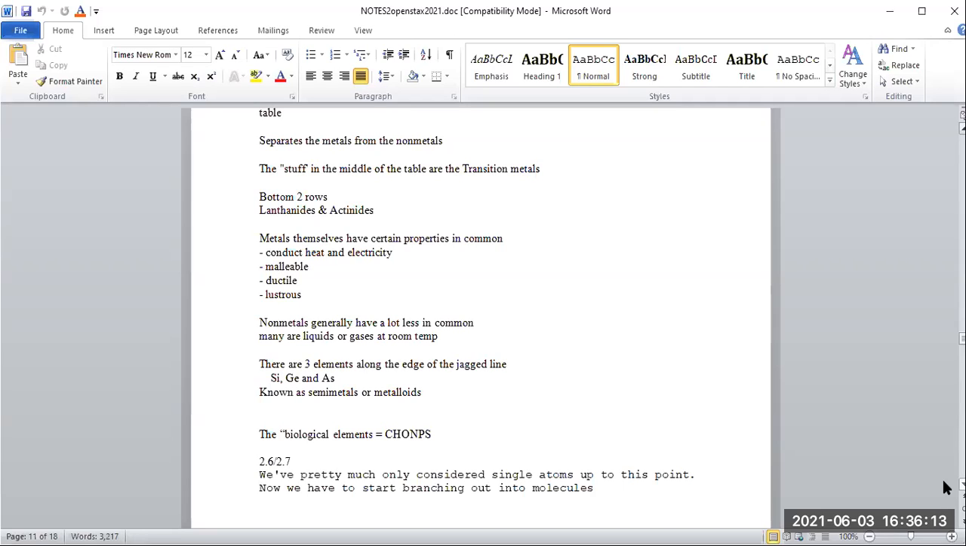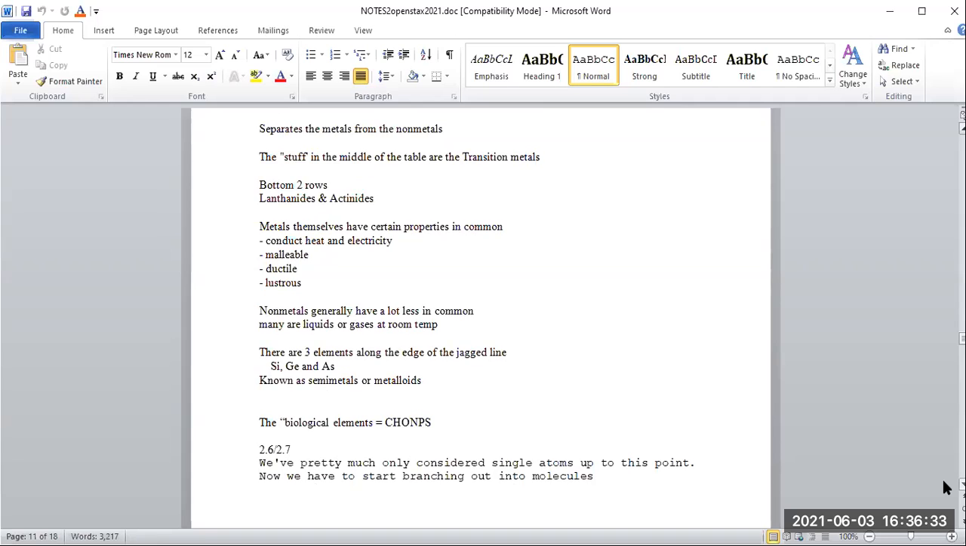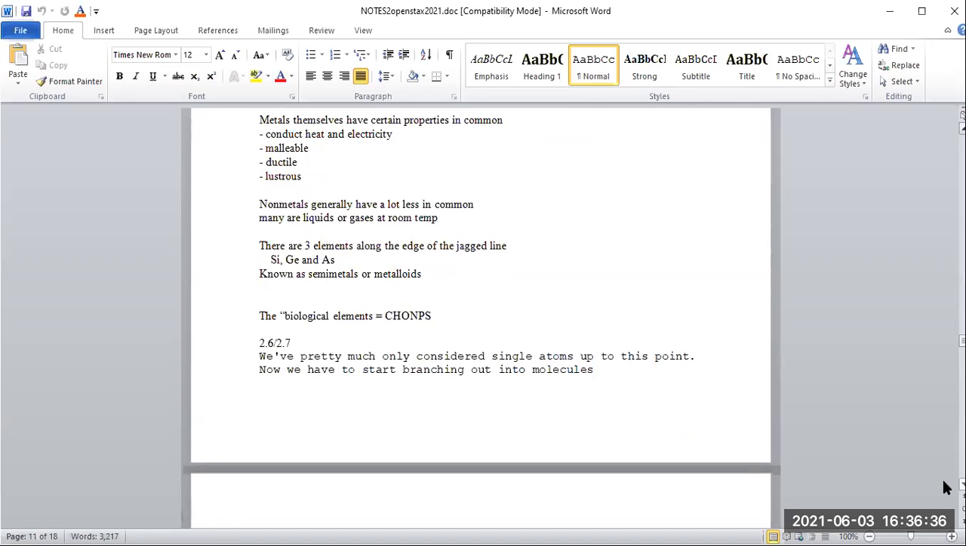There's three elements that kind of occur right along the staircase: silicon, germanium, and arsenic. Hearing those three names together hopefully prompts a little bit of a connection. These are elements that are primarily used in computer chips because they have some of the characteristics of metals and some of the characteristics of the non-metals.